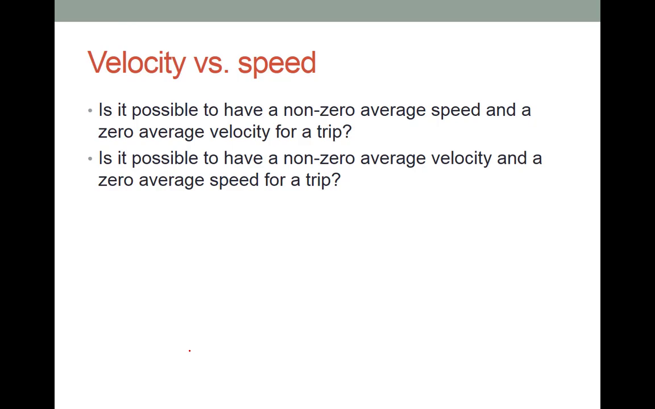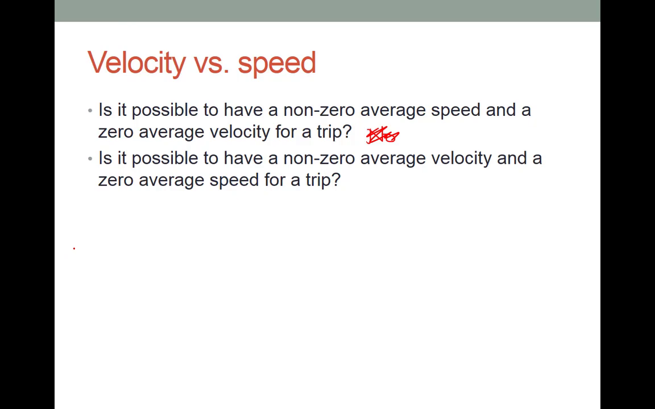So, a couple of questions, very similar to the ones we had at the end of the last unit. Is it possible to have a non-zero average speed and a 0 average velocity for a trip? Wait, hold on. I've got the questions backward from last time. So change this. Is it possible to have a non-zero average speed?